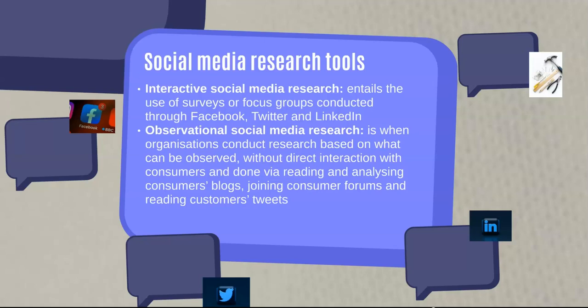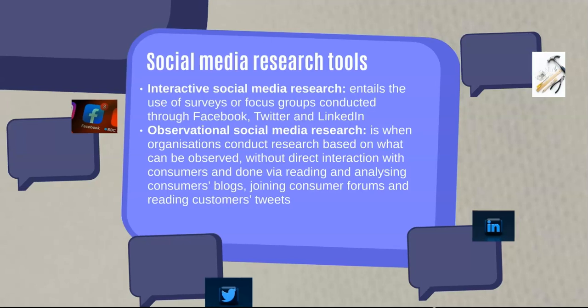With observational social media, though, this is when organizations conduct research based on what can be observed without direct interaction with the consumer, and this is done by reading and analyzing consumer blogs, joining consumer forums, and reading customer tweets, but also comments. If we go back to the Discovery example, if you click on the comment section, Discovery can already observe what people are saying about this offer.